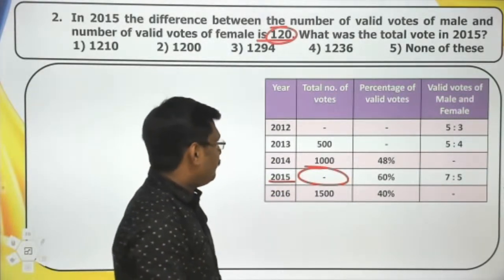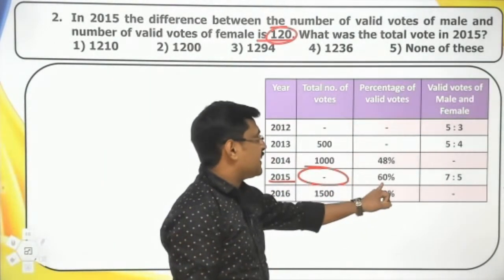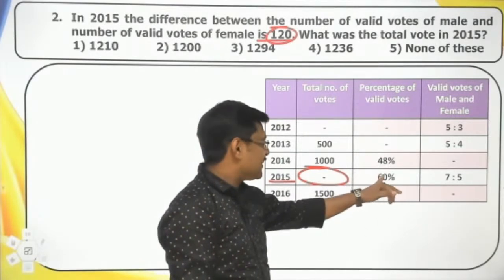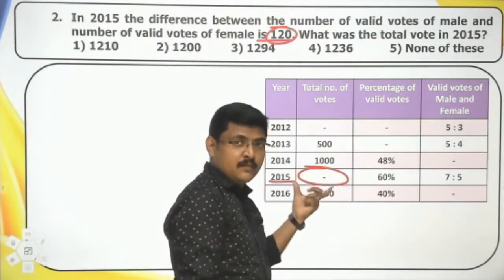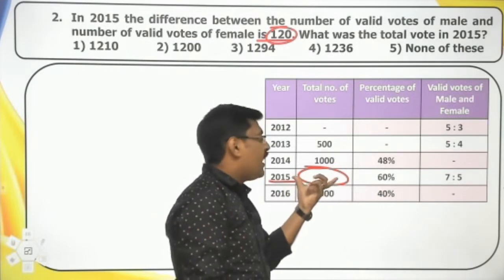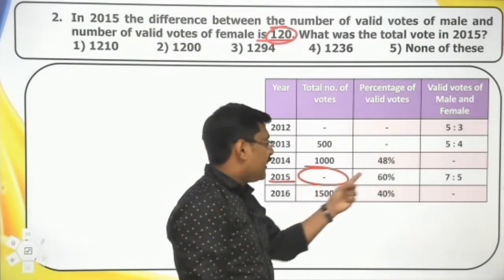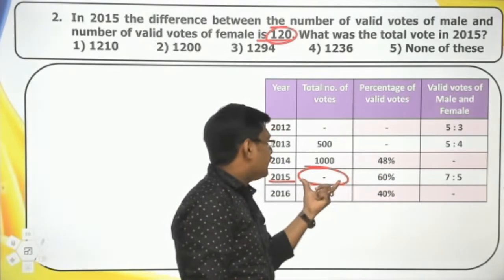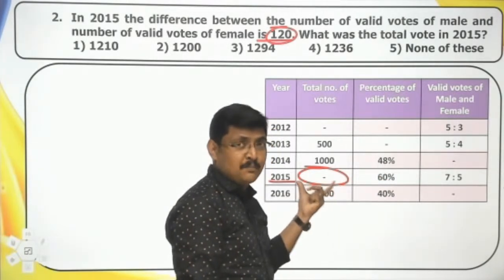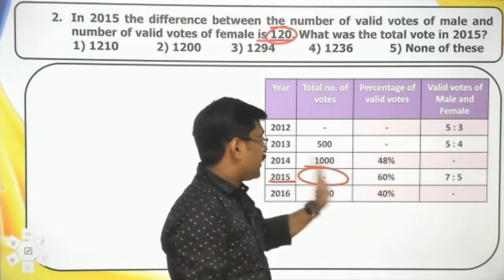You should remember that out of total, 60% is the valid vote. So if this is 60%, the total in percentage means it is 100%. So 100% is what we require, right? If we know the 60%, then this 100% will give the answer. On applying the broken chain, we will get the answer, correct? So I am applying that logic.